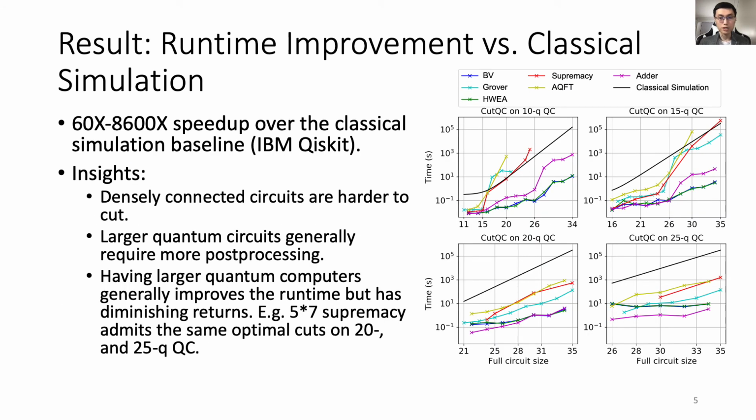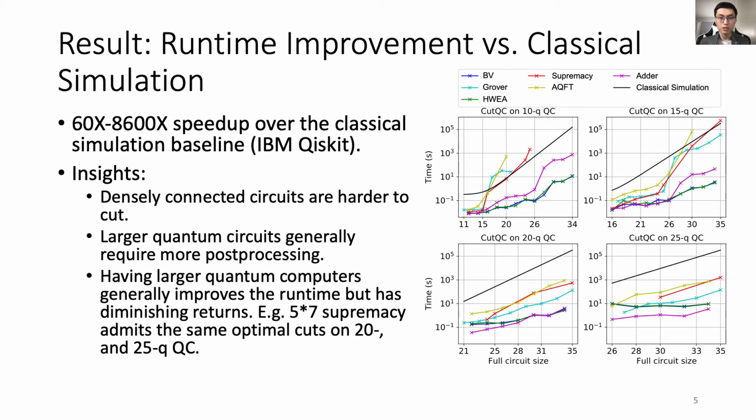Our first set of results run larger quantum circuits on 10, 15, 20, and 25 qubit devices. On average, CutQC achieves 60x to 8600x speedup over the classical simulation baseline. All of our circuits are larger than the quantum device backends, which means the small NISQ platforms could not have run these circuits at all.